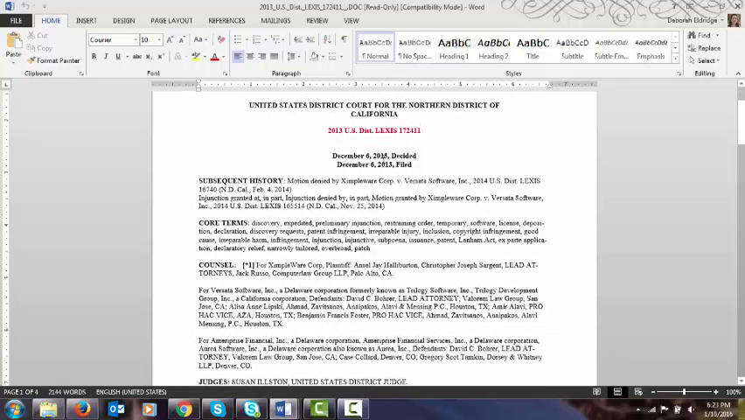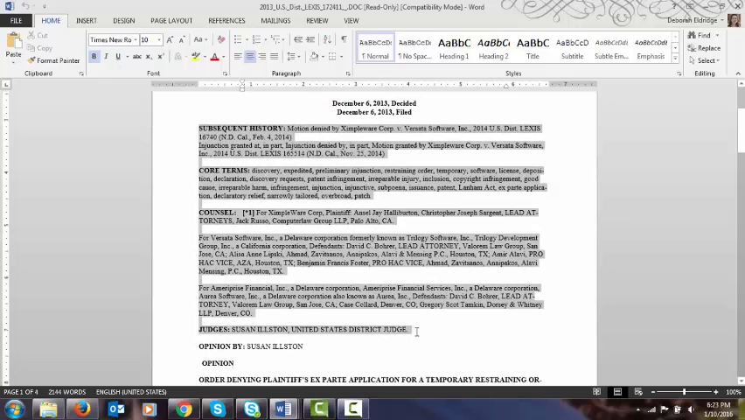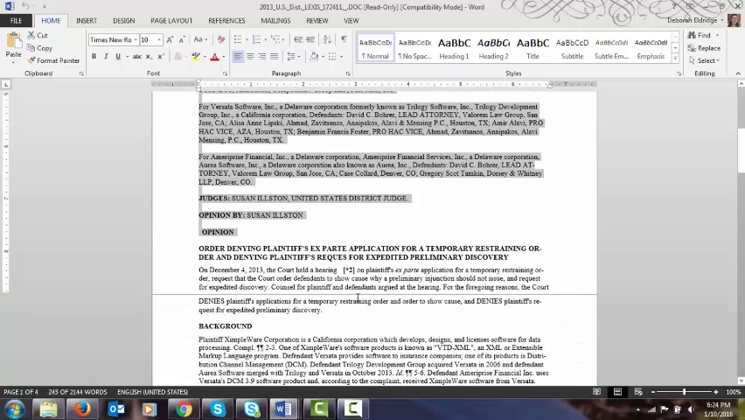Now, if you look at that, right below the case name and citation, which is your citation, is what we call the subsequent history and the information on core terms and things of that nature. You don't have to worry about any of this information, okay, because this information isn't what you're looking for. What you want to do is go down to where the opinion actually begins, where it says opinion, because that's where it's going to start talking about the case and painting the picture of the case.